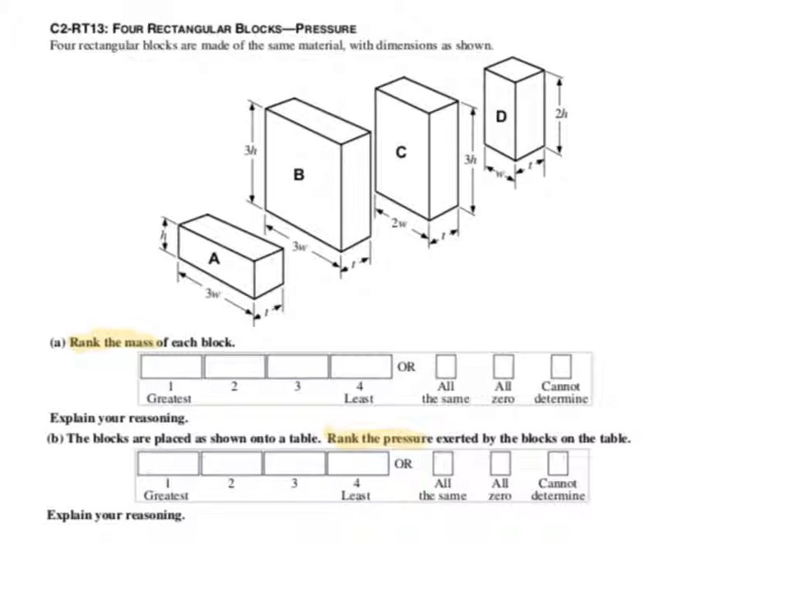So the first thing is to recognize that they're made of the same material, which implies the same rho. And we know that the density of something is its mass over its volume. So if we turn this around, we can see that the mass is going to be the density times the volume. And since rho is the same for everybody, the mass tracks the volume. So all we need to do is figure out the volume.